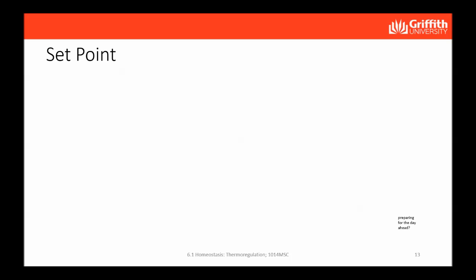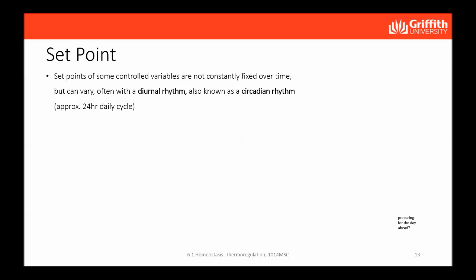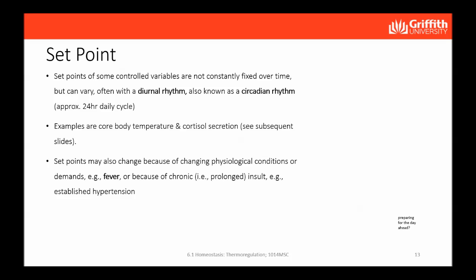As we discussed earlier, a set point is a value towards which the system is returned if a disturbance is detected, and it is usually the midpoint of a narrow range of values within which the cells can operate efficiently. However, set points for some controlled variables are not constantly fixed over time, and can often vary with the diurnal rhythm, or the circadian rhythm. Circadian rhythms are physical, mental, and behavioural changes that occur in a 24-hour cycle, responding primarily to light in an organism's environment. The core body temperature and cortisol secretion are two such examples where the set points are not constantly fixed. The set points may also change because of the changing physiological conditions or demands, such as a fever, where the core body temperature is increased temporarily, or because of chronic or prolonged insult, as seen in prolonged hypertension.